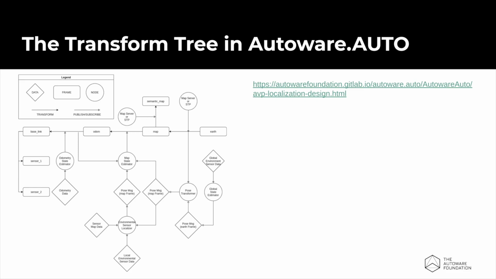So the environmental sensor localizer here represents an algorithm which is used to determine our position within a sensor map. In our specific case, currently in Autoware.Auto, we are using an NDT algorithm to match a Lidar scan that's taken from the Lidar on the vehicle with an existing Lidar map that we've taken of an area. And that tells us where we are within that Lidar map. The sensor map data described here is the live Lidar data, and the local environmental sensor data is the map that we are localizing to.